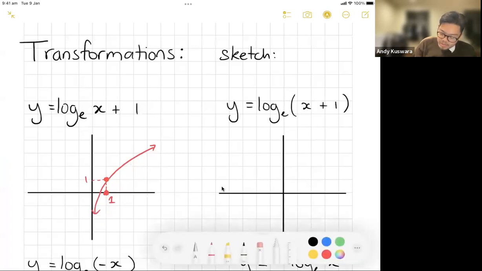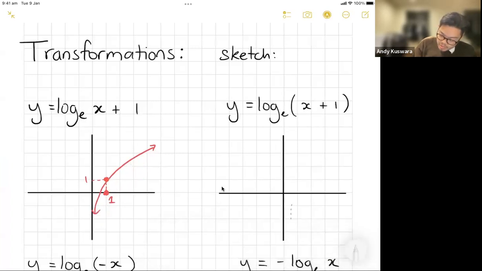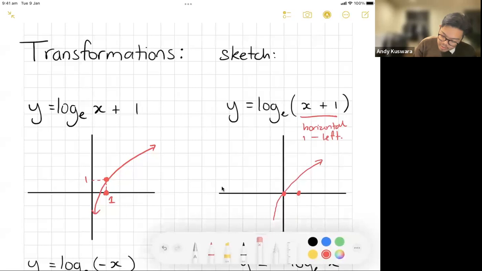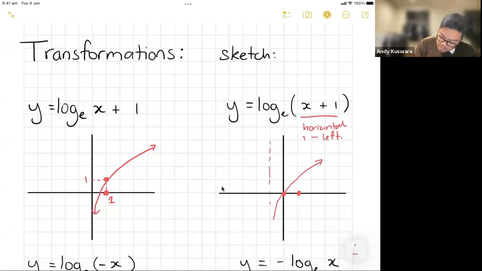Now, if I've got this graph here, again, I'm going to try and draw it just like this. That would be my regular log graph, but this +1 is a horizontal shift, 1 to the left, right? I'm hoping that you guys remember that. So I know this point, I'm just going to move it 1 to the left. And there it is. A couple of things to note as well is my new asymptote is now at x equals -1.